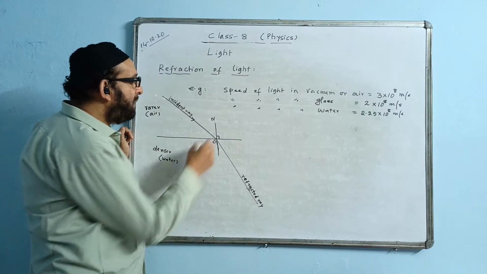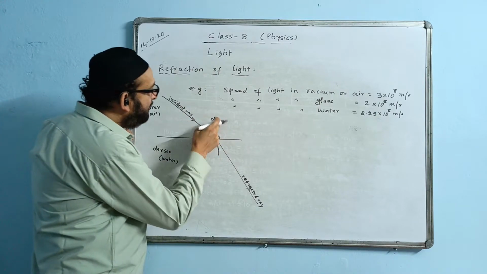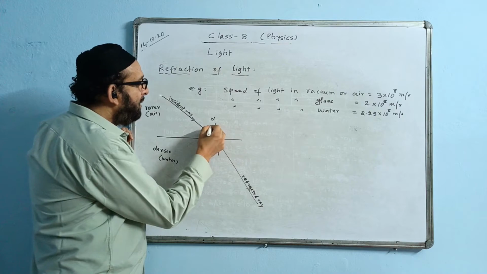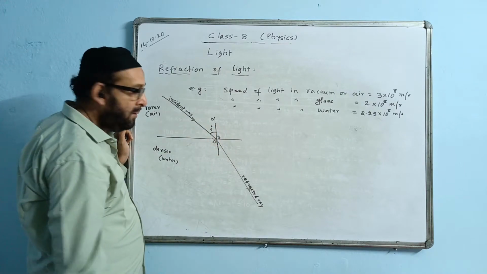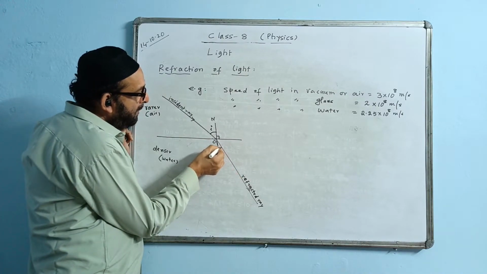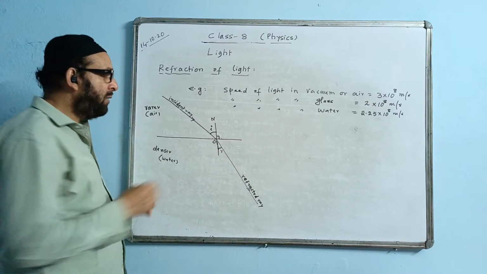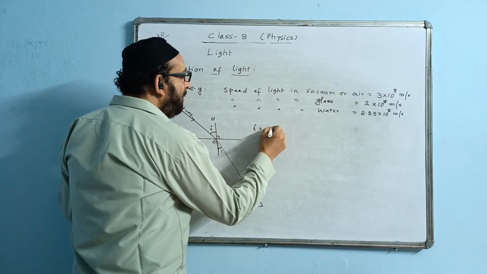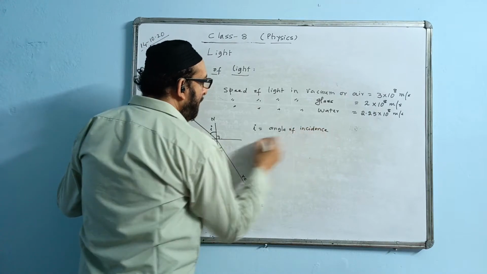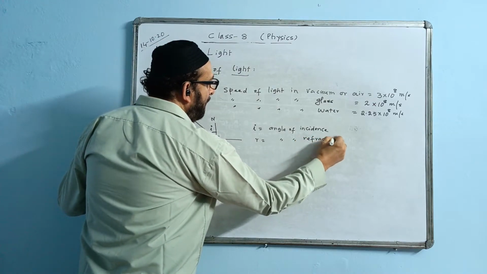And we show two angles. The angle which the incident ray makes with the normal, not with the surface, denoted by I, is called the angle of incidence. And the other angle which the refracted ray makes with the normal, and not with the boundary, is called the angle of refraction. So I will be writing here: I is called angle of incidence, and R is called angle of refraction.